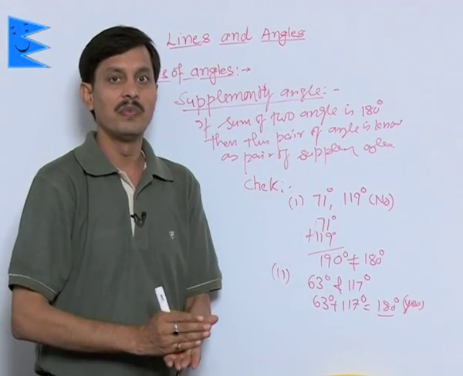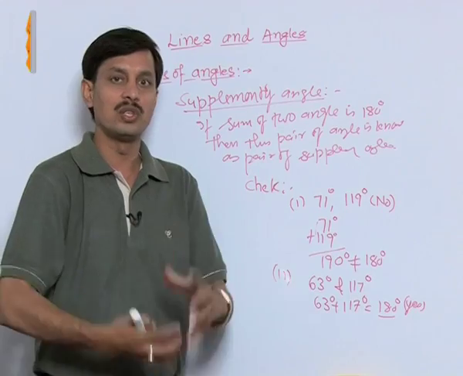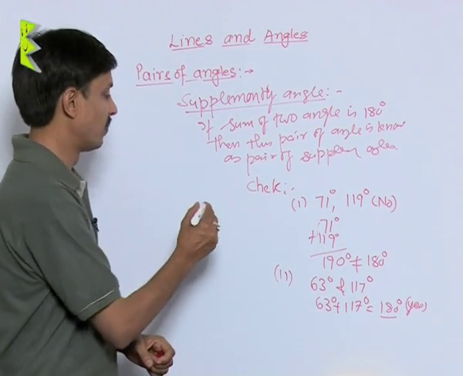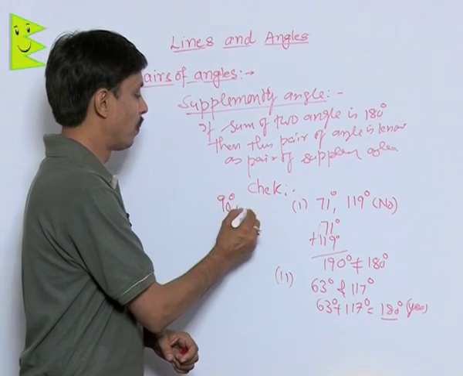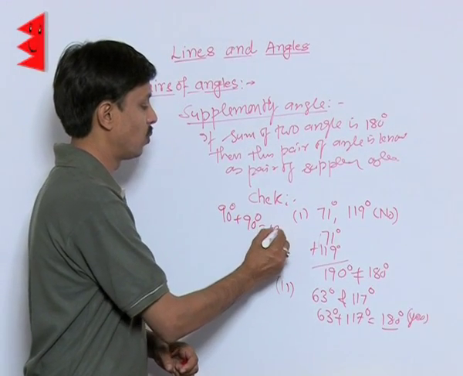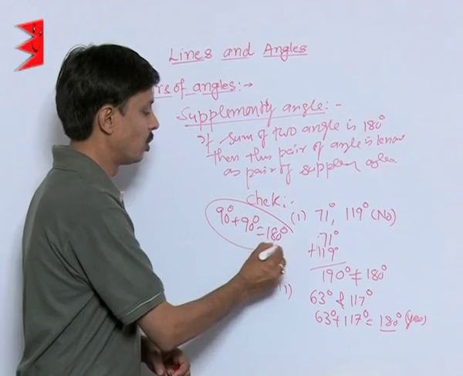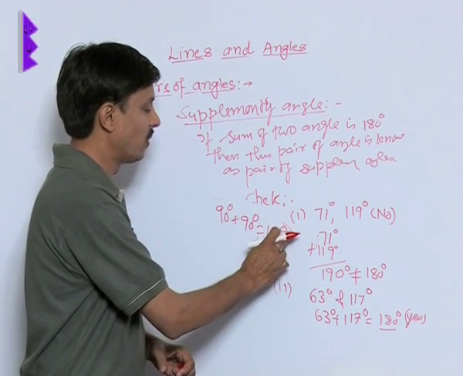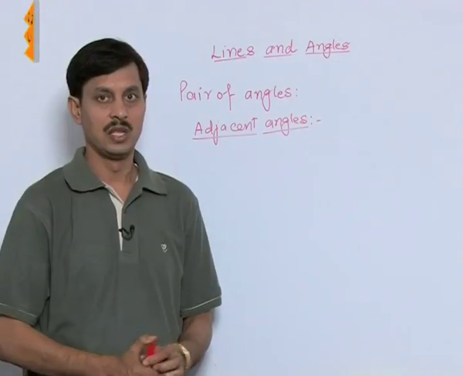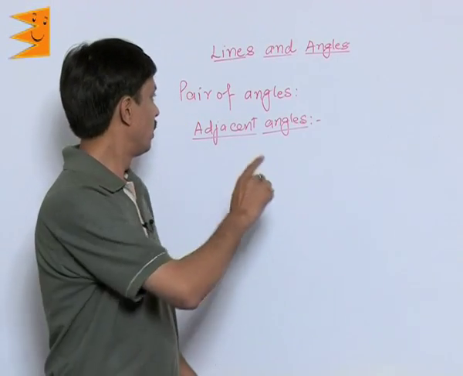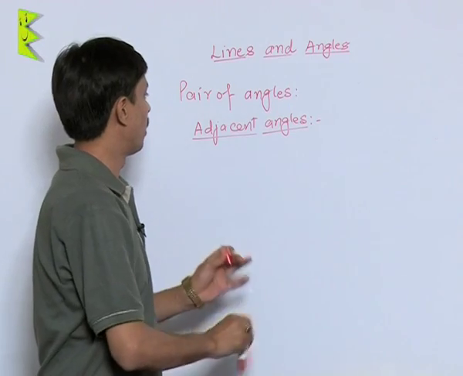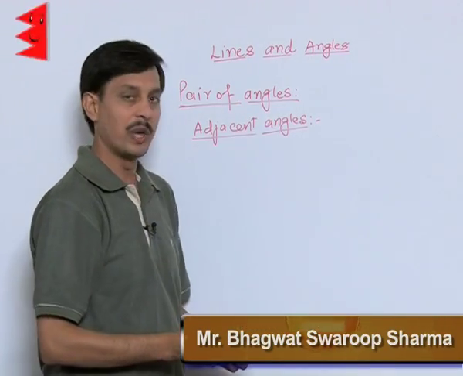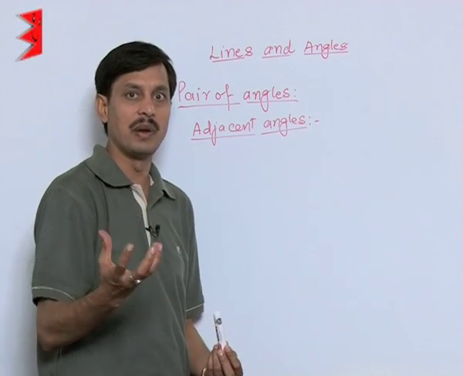If I ask what is the angle which is equal to its supplement, the answer is 90 degree, because 90 degree plus 90 degree gives us 180 degree. So this is the pair of angles which are equal and supplement to each other. Now another pair of angles I am talking about. As I told you, pair of complementary angles, pair of supplementary angles.